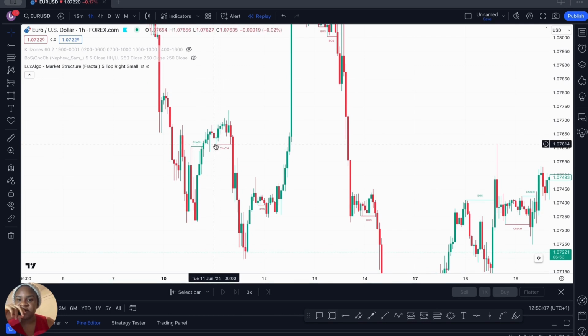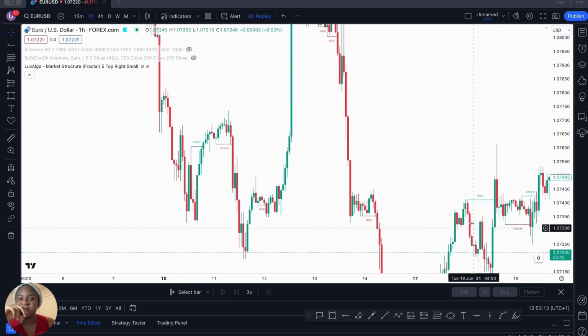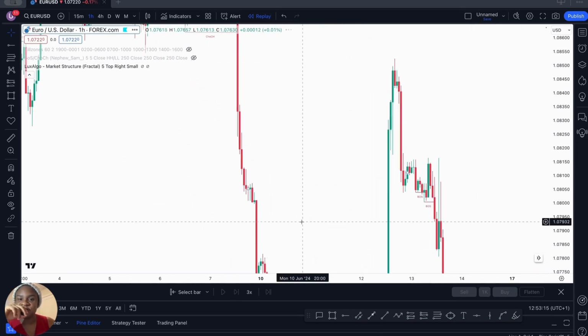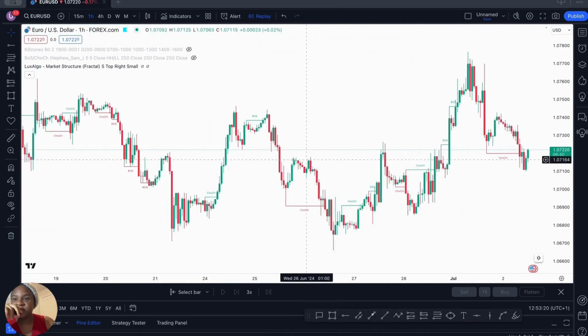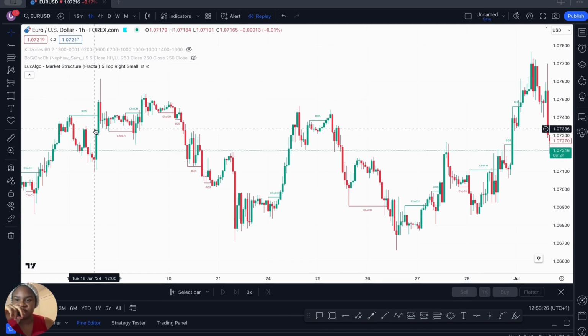You can see change of character. This is an inner structure that you wouldn't have seen. This LUX Algo fractal indicator helps you to see the inner structure in an overall structure. I hope this will help you a lot in your analysis. You can see how it looks, right? The fractals show you the inner structure in the main structure.